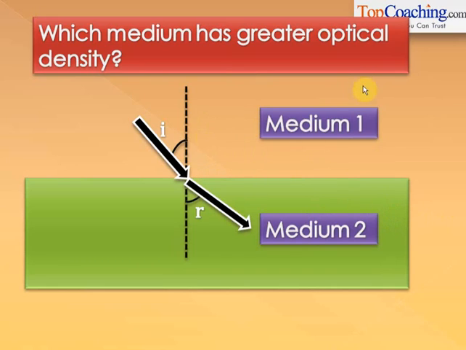What you can see here is that the ray of light is bending away from the normal, isn't it? You can clearly see that angle I is smaller than angle R. The light ray is bending away from the normal. When light travels from a denser medium to a rarer medium, it bends away from the normal. So clearly, medium 1 must have greater optical density, isn't it? That is why the light ray from medium 1 entering medium 2 is bending away from the normal.